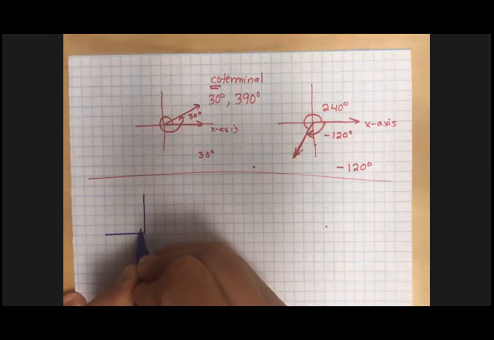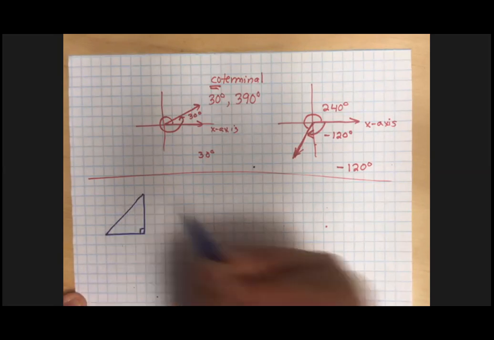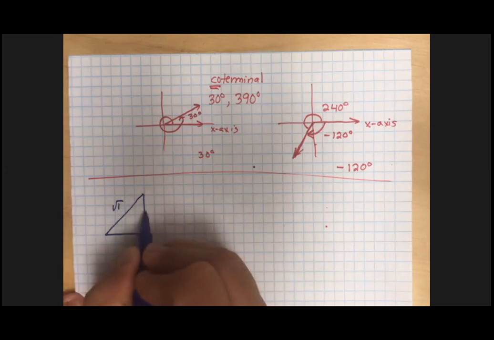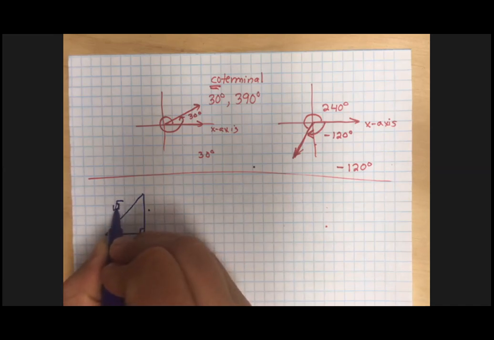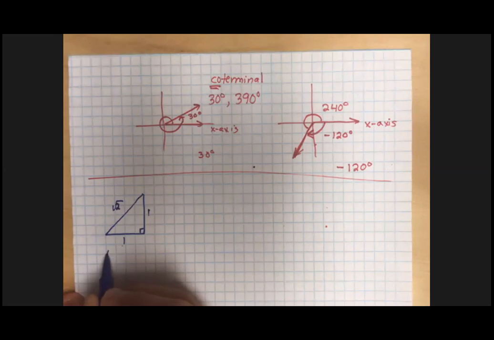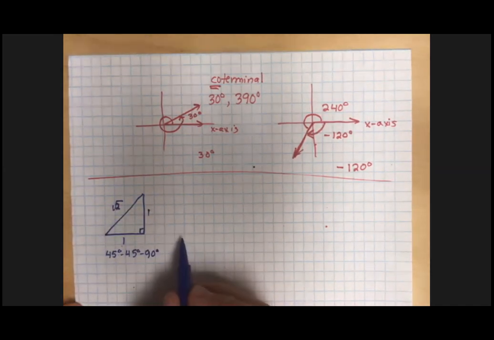A right triangle with the 2 legs having the same length. And if you make the legs have the length 1 and 1, and the hypotenuse has the length square root of 2. This is the 45, 45, 90 triangle. You'll see why I want you to remember that ratio shortly.